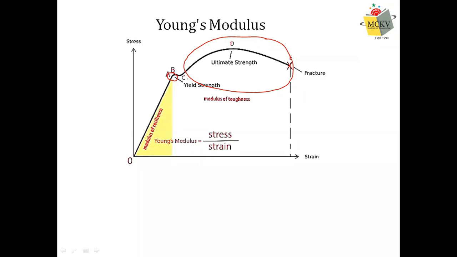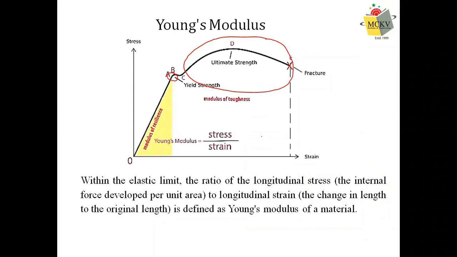So by definition, Young's modulus is basically stress by strain, or rather it is the ratio of longitudinal stress to longitudinal strain. Now let us understand stress and strain first in general, and then we'll try to understand exactly what longitudinal stress and longitudinal strain are. So let us understand stress first.